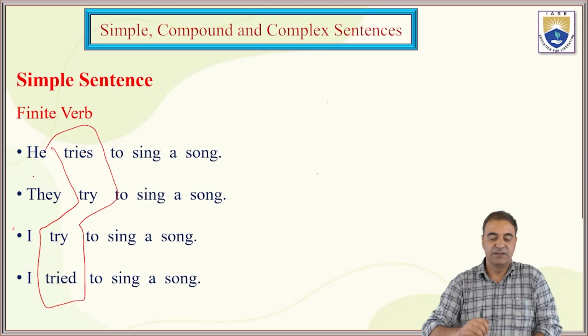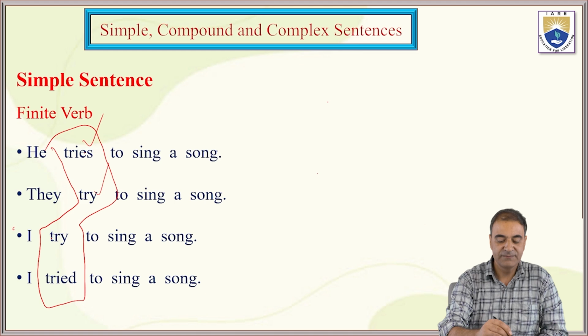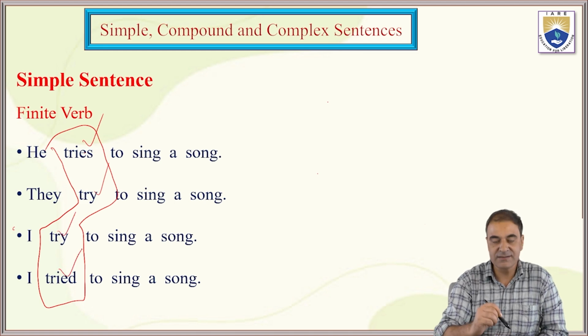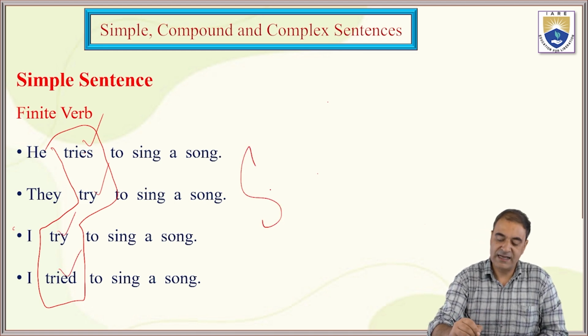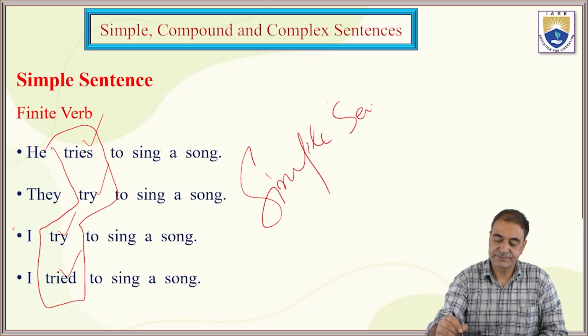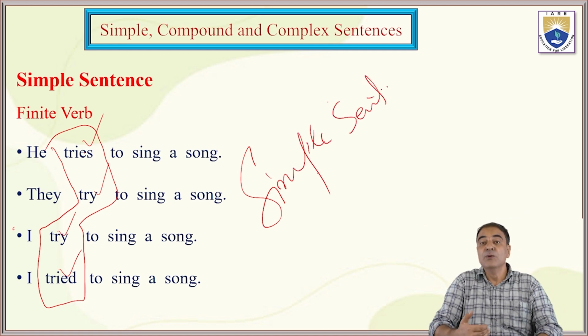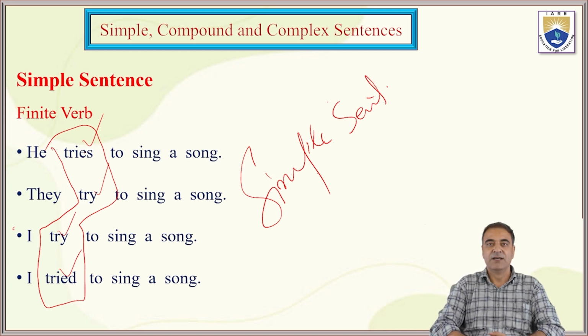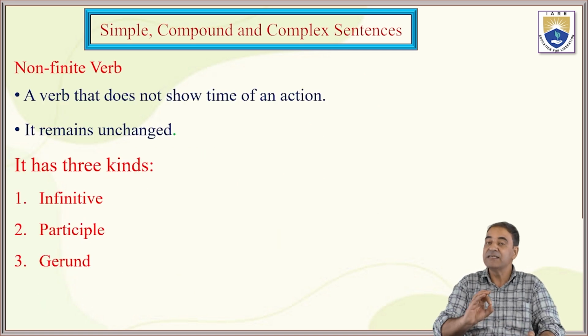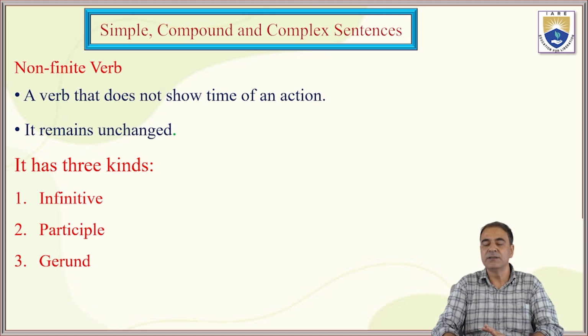This one. In the first sentence, it is tries, try, and in the last sentence, it is tried. We can say that these are the simple sentences. Now, to make it more explicit, we need to understand this non-finite verb in detail. Because the non-finite verb, as I told you, is a verb that doesn't show time of an action, number one. Number two, this non-finite verb doesn't change if you change the number, person, or the gender of the subject. In other words, we can say it remains unchanged.